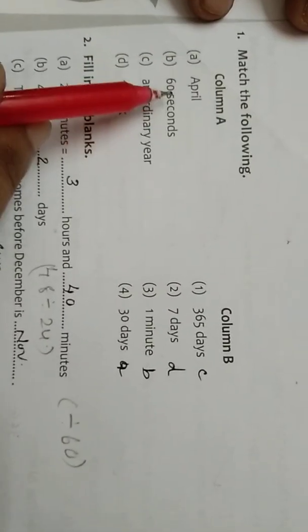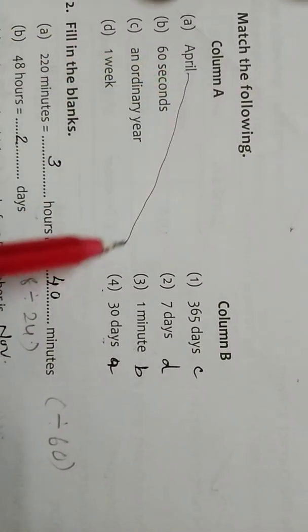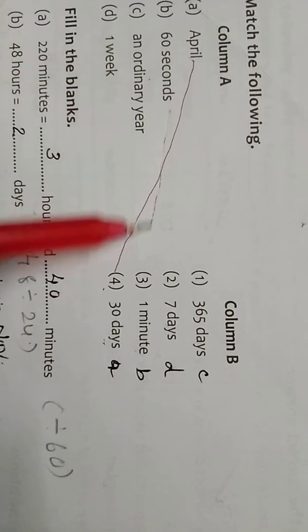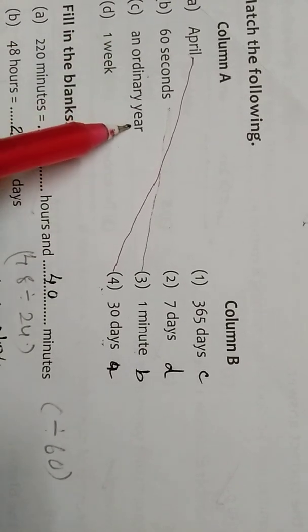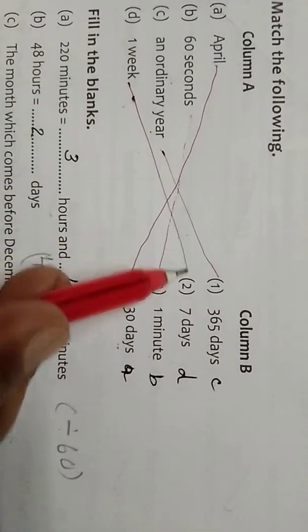Next is match the following, four columns. April. In the second column, the options are 365 days, 7 days, 1 minute, 30 days. Here April we can join with 30 days. And then 60 seconds means 1 minute. Then an ordinary year we have 365 days. 1 week equals 7 days.